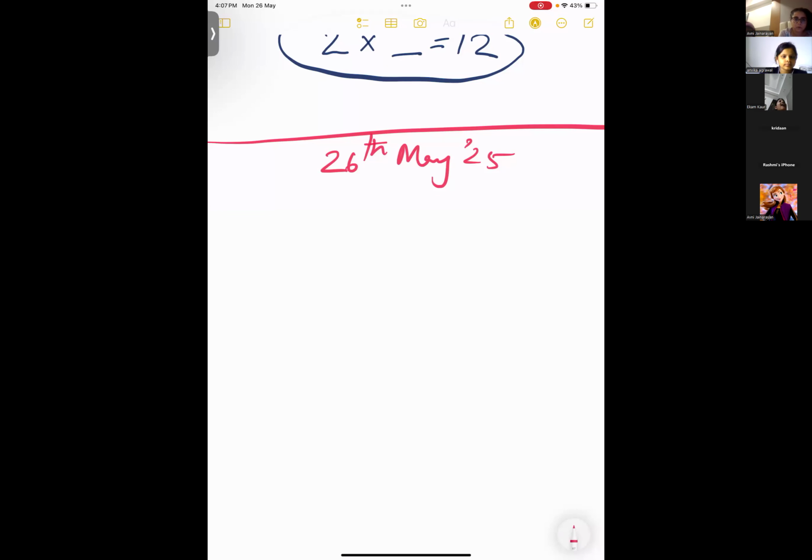So in today's class, we are going to understand how important signs are in algebra, which means minus when added with a minus. What is the operation that we do and what is the sign that it gets along?